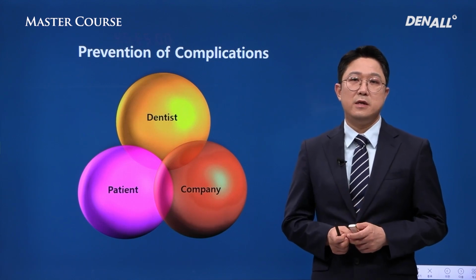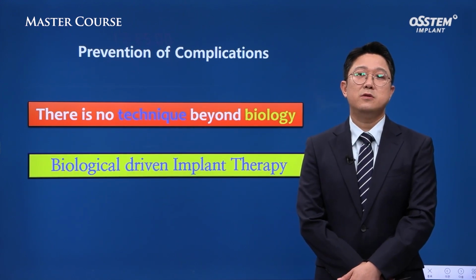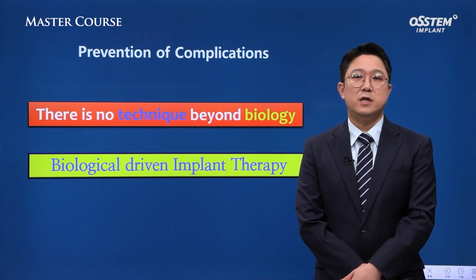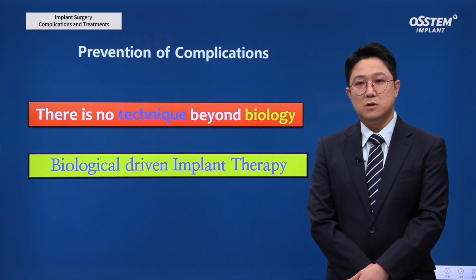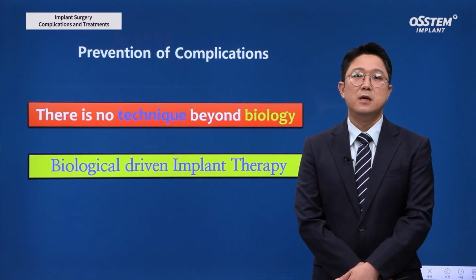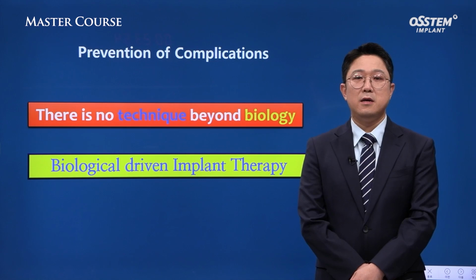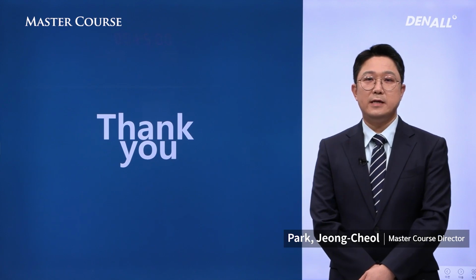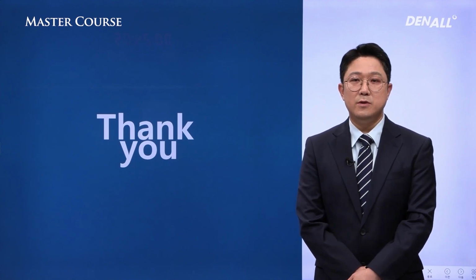How can dentists prevent implant complications? In a nutshell, I think we need to consider patients' biologics. Biologically driven implant therapy is very important. No matter how excellent the technology we have, it is difficult to change the biology of the patient, and biologically based implant treatment is the only way to prevent complications. I hope we have more chances to discuss this topic, but due to limitations in time, we were unable to address more factors. In the master course offline courses, we will be able to address more content.